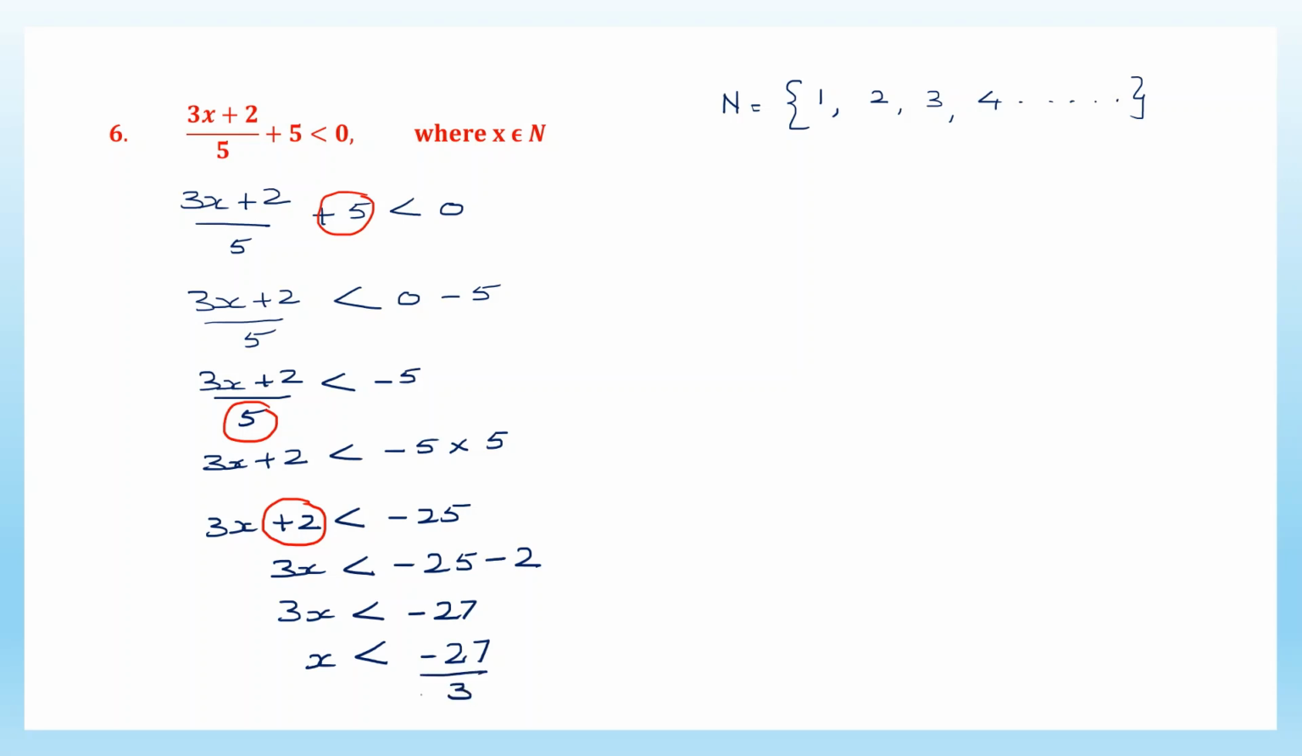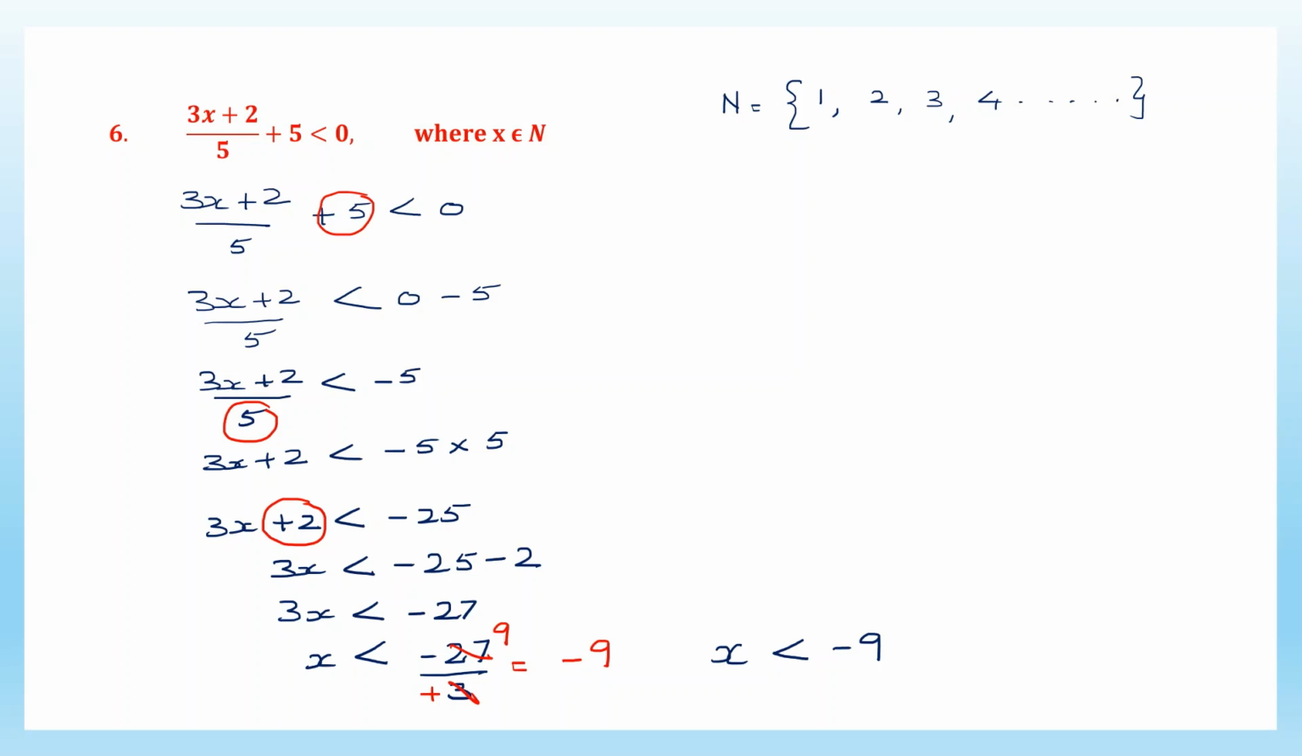So 3 has a plus sign, so here it will be minus. Minus into plus is minus. Now 3 9s are 27. So minus 9. So according to this, x is less than minus 9. Okay, so all the numbers less than minus 9 we have to write.